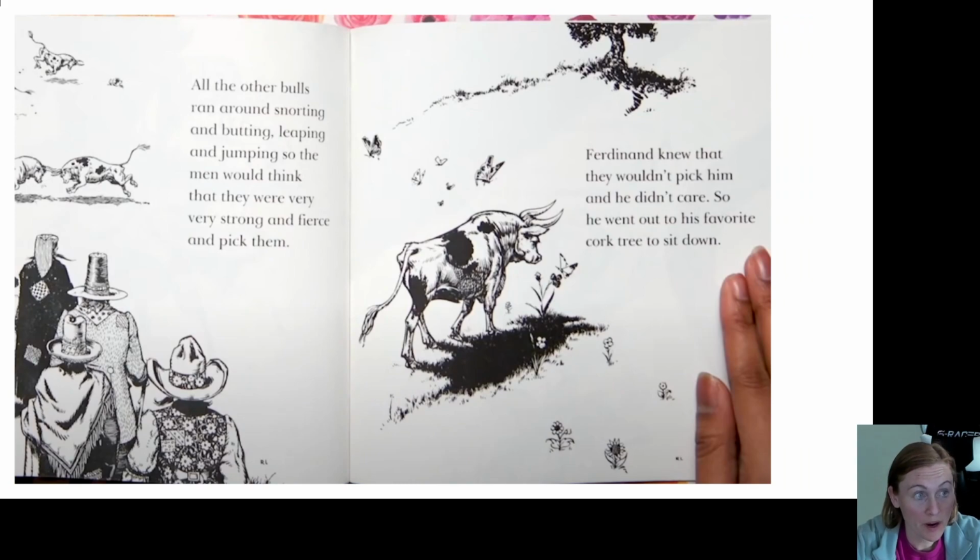All the other bulls ran around snorting and butting, leaping and jumping, so the men would think that they were very, very strong and fierce and pick them. Ferdinand knew that they wouldn't pick him, and he didn't care, so he went out to his favorite cork tree to sit down.